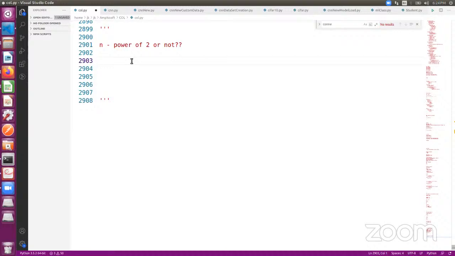Is it possible to convert it into binary to make it easy? Okay. There will be a single one and the rest of them will be zeros. Okay, fine. So what is the complexity of the algorithm?